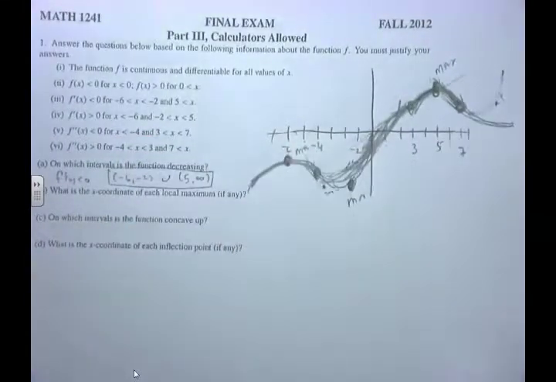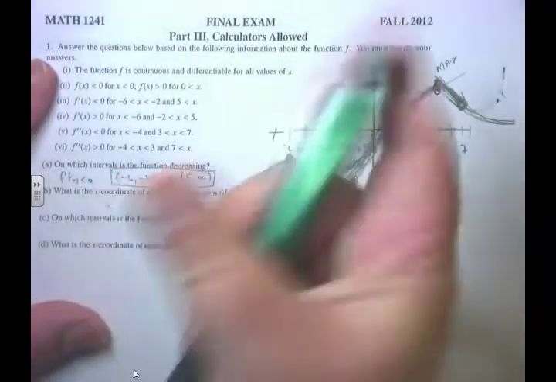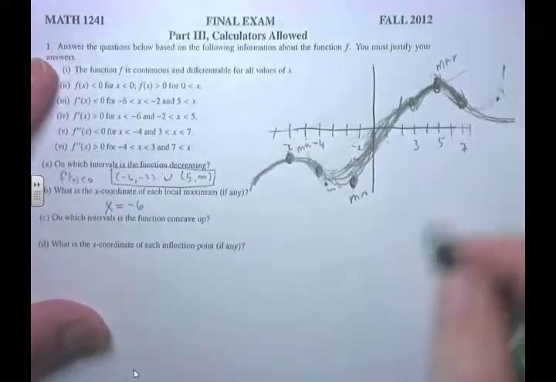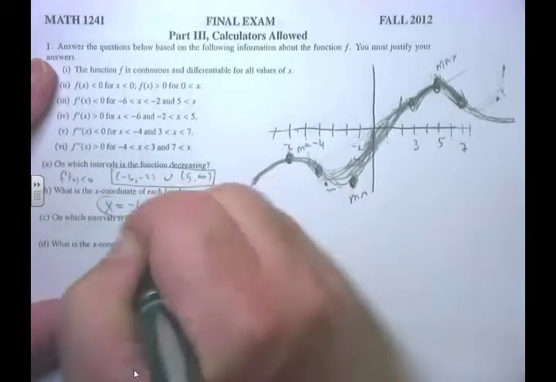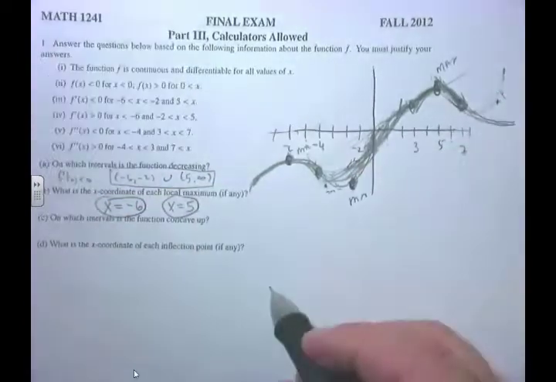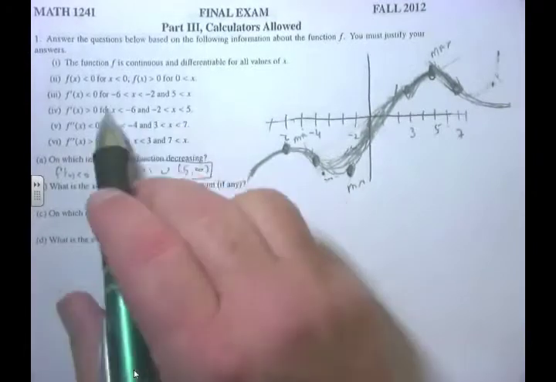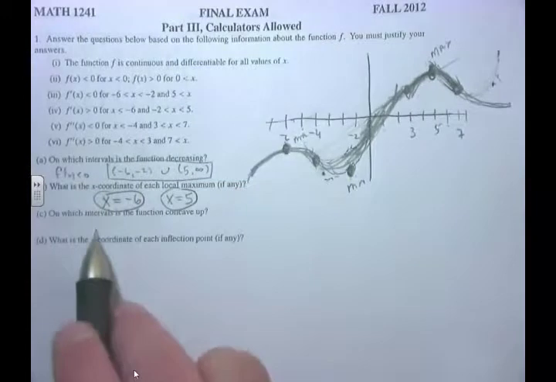What x-coordinate is a local maximum? Where am I having my maximums? I believe I found 2 maximums based upon my graph. What was the x-coordinate? X equals -6. Right here. And what else? X equals 5. And it's based upon my picture because that's where the critical points are. 5 and -6. And also -2, but -2 ended up being a minimum.